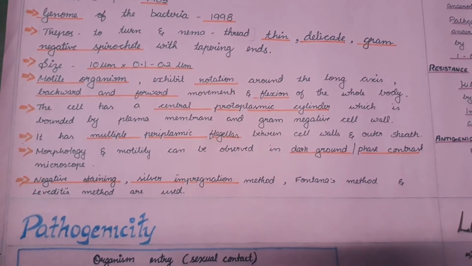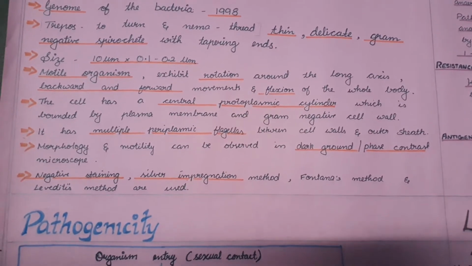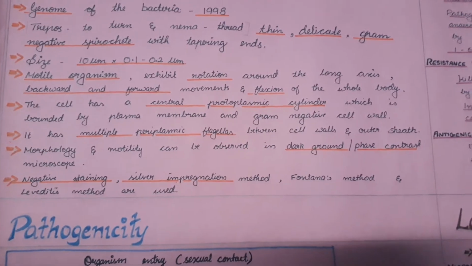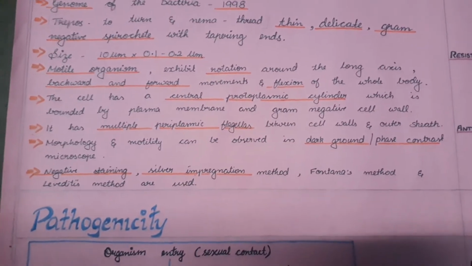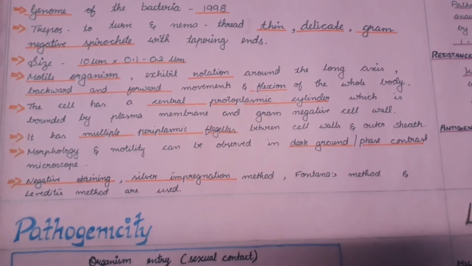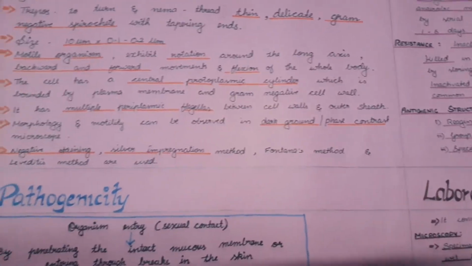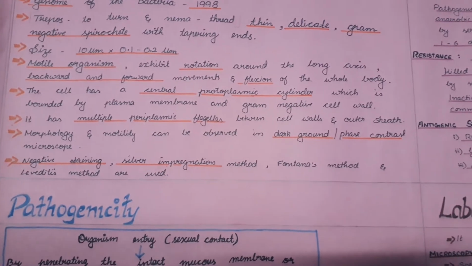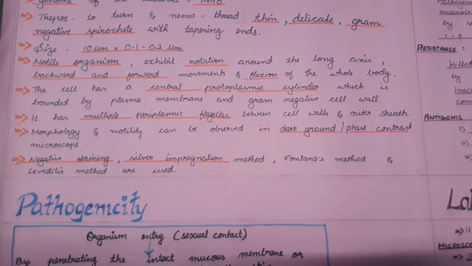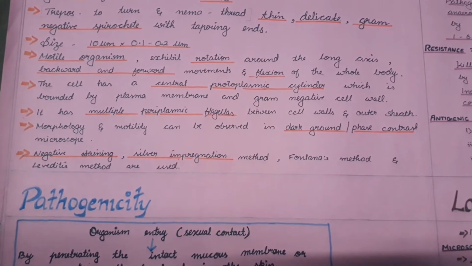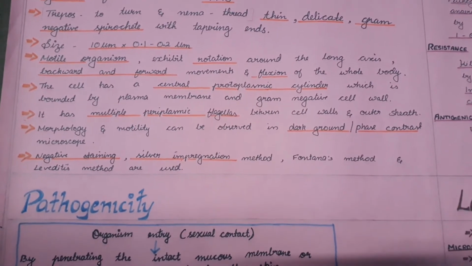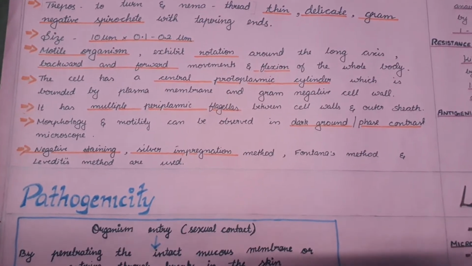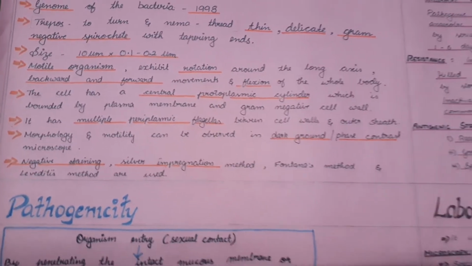The cell also has a central protoplasmic cylinder which is bounded by the plasma membrane and gram-negative cell wall. It has multiple periplasmic flagella which are located between the cell wall and outer sheath. The morphology and motility of the organism can be observed in dark ground or phase contrast microscope. Negative staining, silver impregnation method, Fontana's method and Levaditi's methods are used.